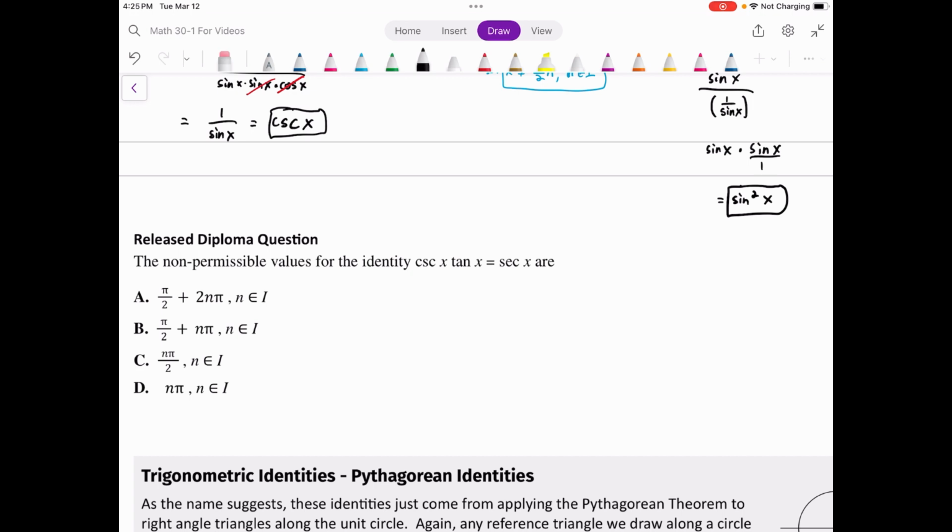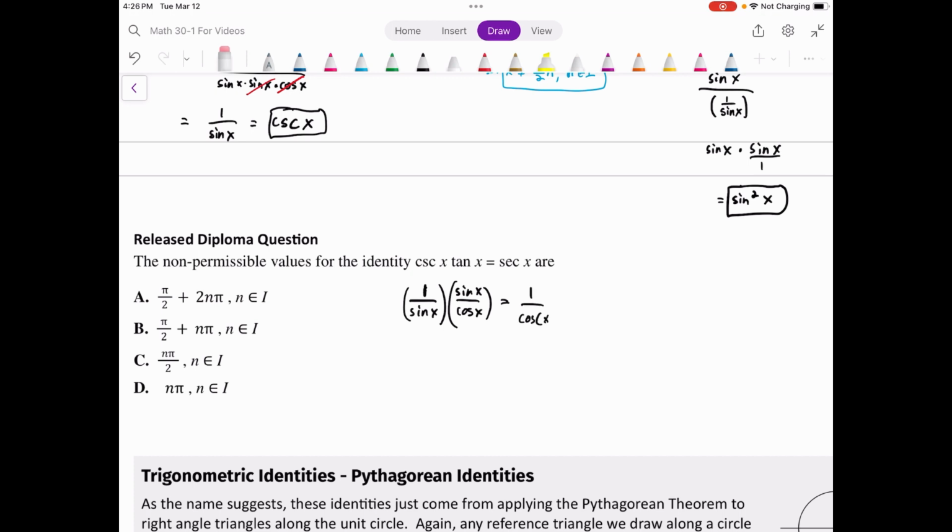Okay, anyway, though, let's see if we can figure this out. Like I said, I find it a lot easier to identify what's going to be an NPV if we just first take that step of rewriting everything in terms of sine and cos. So let's do that. Cosecant x. How can I rewrite that in terms of sine or cos? Well, cosecant is just 1 over sine, right? So this is just 1 over sine of x, times tan of x. Well, tan x is just sine of x over cos of x, right? And that equals secant of x, but secant of x is just 1 over cosine of x.